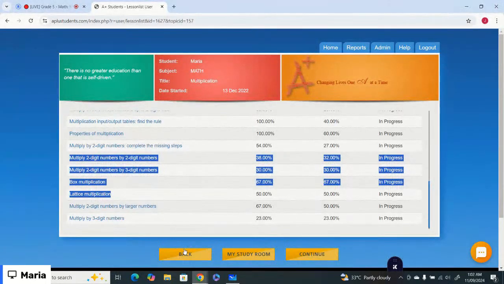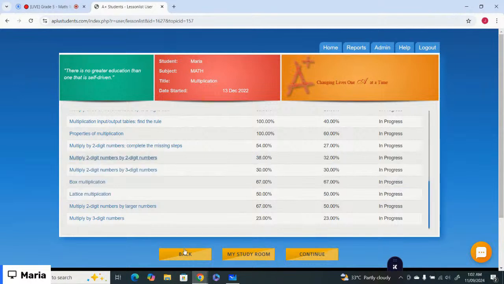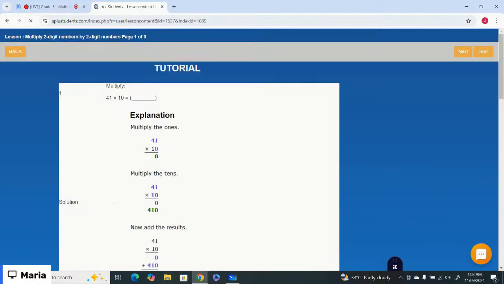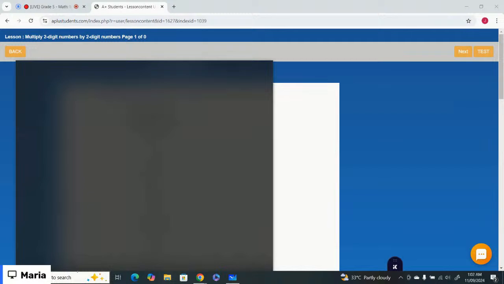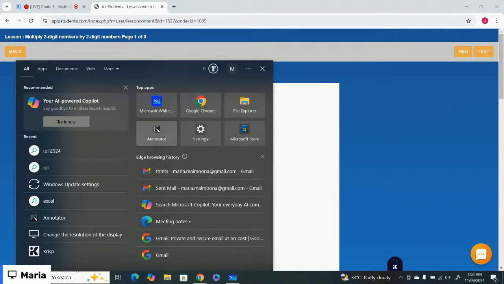Here I am on grade 5 math. The chapter we're on right now is multiplication. Let's start with the lesson that is multiply two-digit numbers by two-digit numbers. Both the numbers are two-digit. Let's start with the first example, that is 41 times 10. You can see both the numbers are two-digit numbers, right?